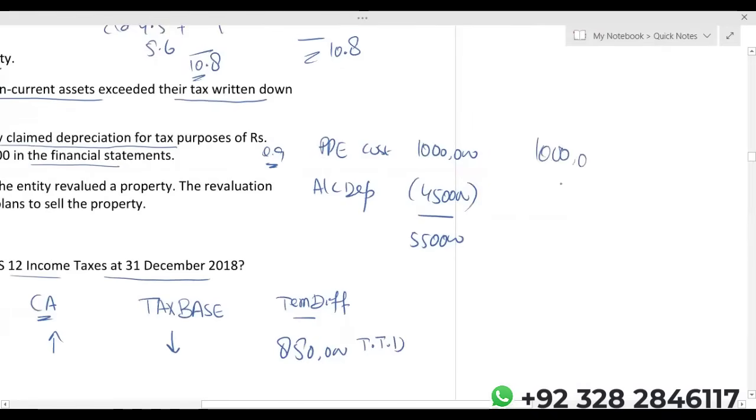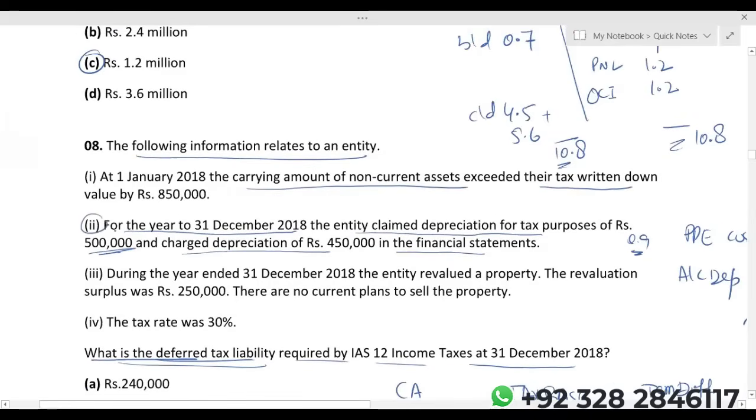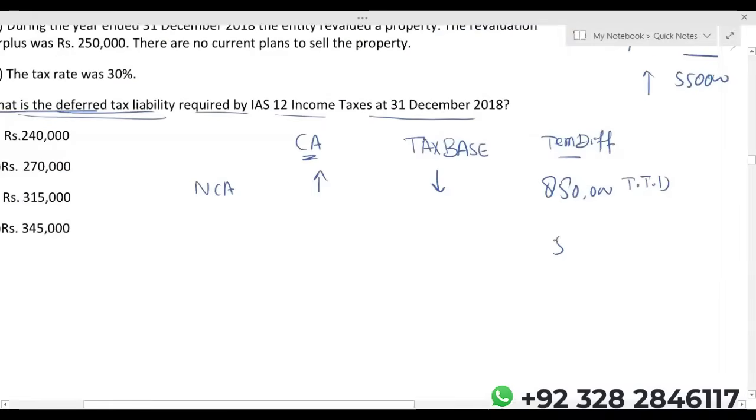Property, plant and equipment cost 1 million. Tax depreciation is 5 lakh, so the tax base is also 5 lakh. Now listen, the carrying amount is more and the tax base is less, so the difference of 50,000 represents a taxable temporary difference. So due to transaction number 2, we also have a taxable temporary difference of 50.